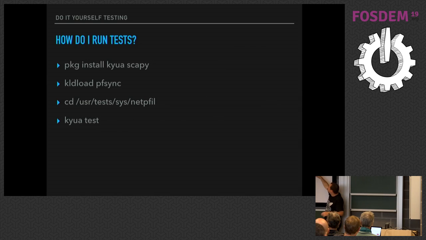You want to load pfsync, because the pfsync module depends on pf, so it will implicitly load that one. And then you can go to that directory and as root run kyua test, and it will run through all of the tests for pf. It takes, I forget, about 30 seconds. We don't have that many of them yet, but it turns out that having a couple of tests already gives you a lot of value.